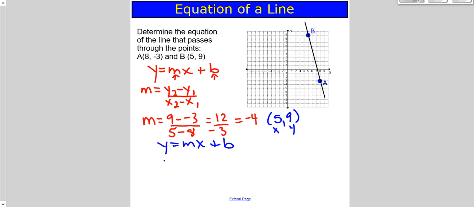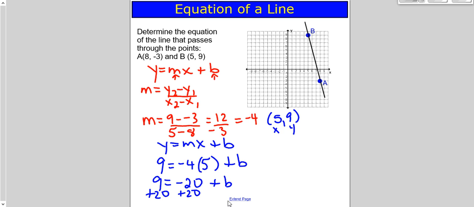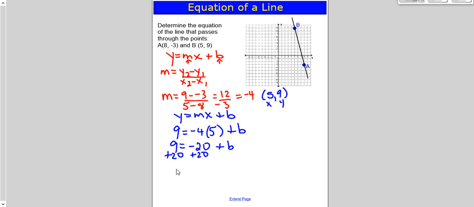So my y is 9. My m is negative 4. My x is 5, plus b. Negative 4 times 5 is negative 20. So I'm going to add 20 to both sides. 9 plus 20 is 29. And now I have my equation of my line.